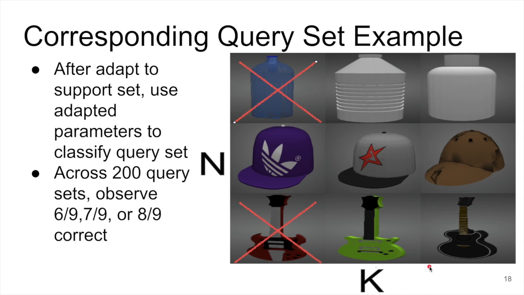Across all 200 query sets constructed, we only observe accuracies of 6 out of 9, 7 out of 9, or 8 out of 9, as compared to constantly observing 2 out of 9, 3 out of 9, or in rare cases 4 out of 9 correct for supervised methods. These supervised classification accuracies are no better than a random classifier.